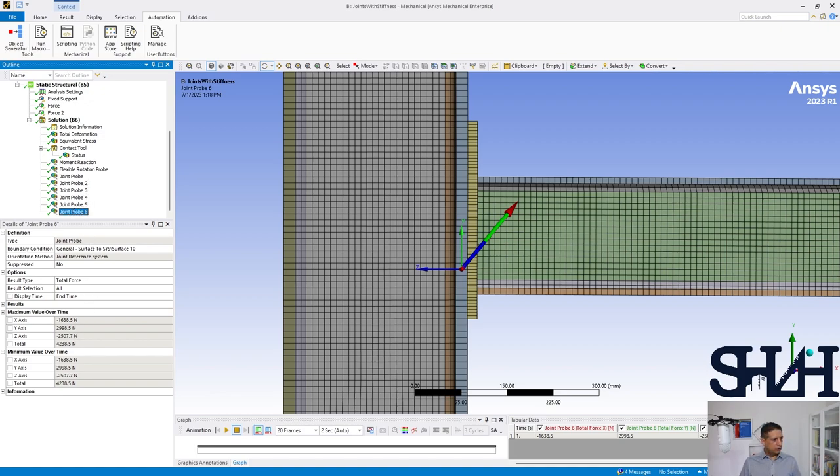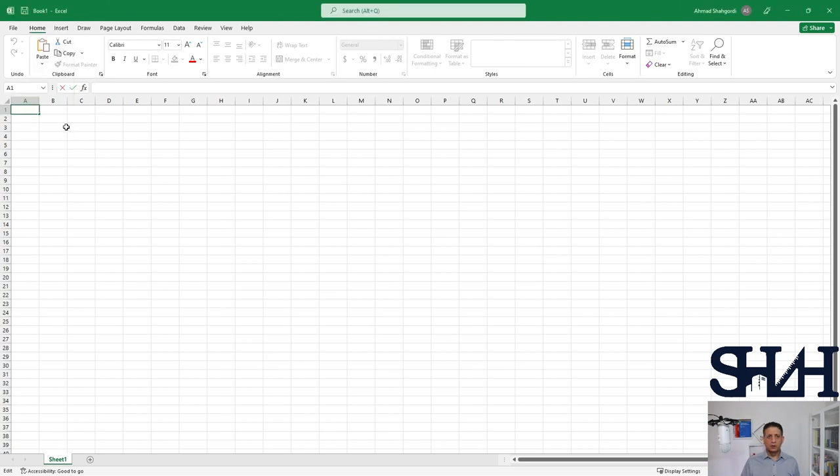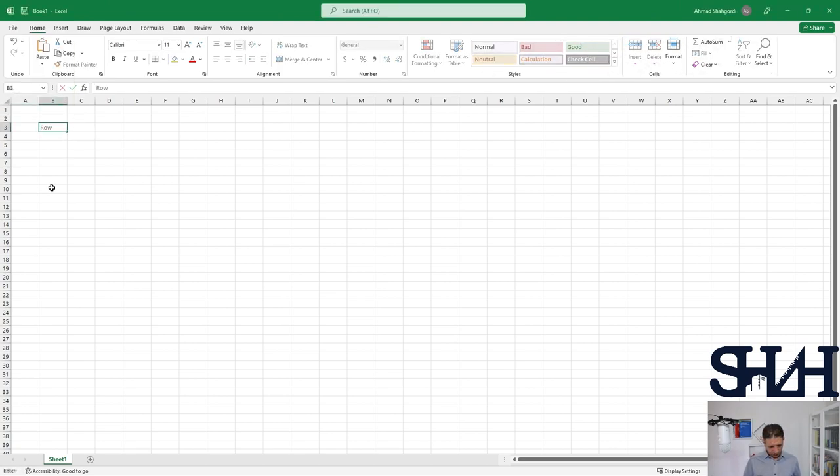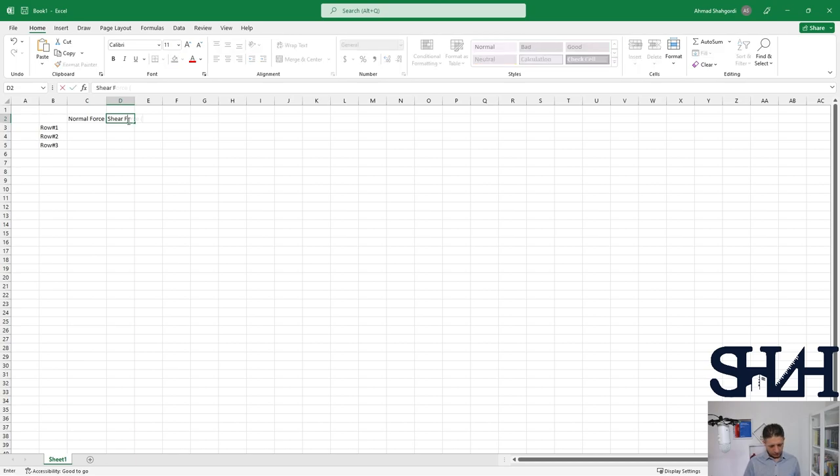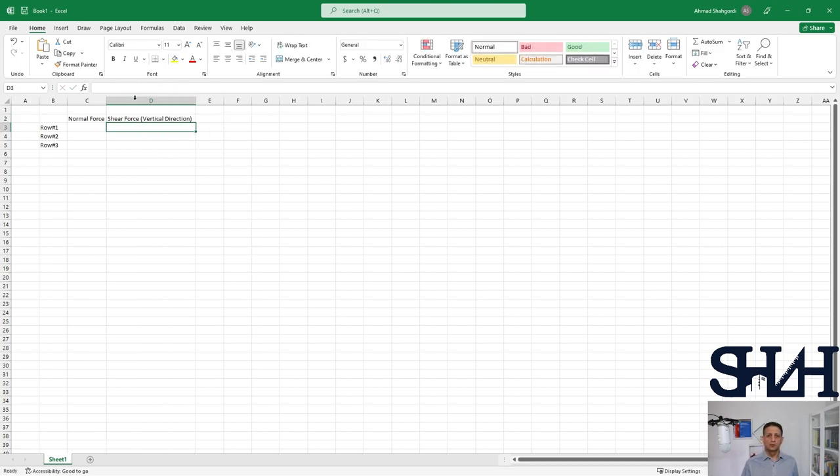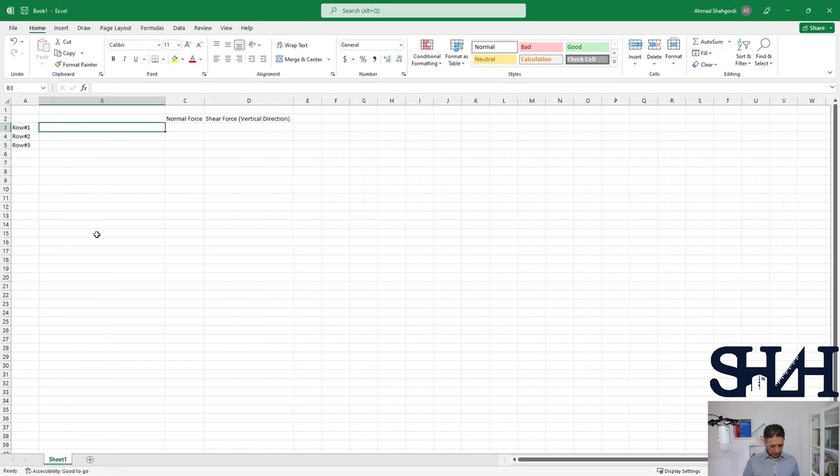It's very good if we have an Excel sheet to write down the results, and later on we can compare our results. So let's have row number 1, row number 2, row number 3, and then let's have normal force and shear force in vertical direction, not the total. And also we need to have the methods just to compare how many methods we have. The first method would be rigid joints, the second one joints with stiffness, and for each one I have other methods as well. We will come back to them.